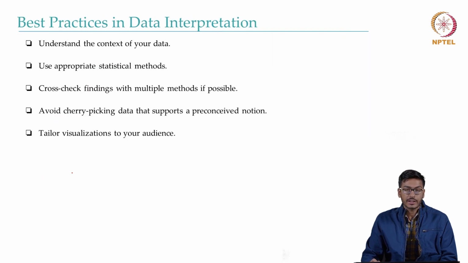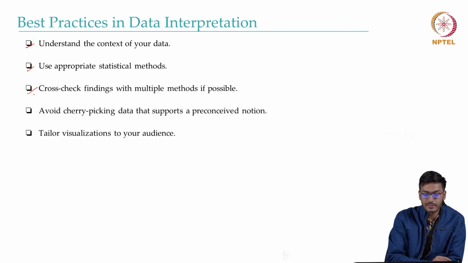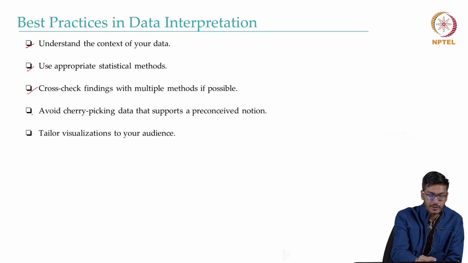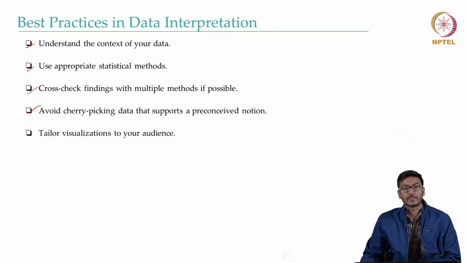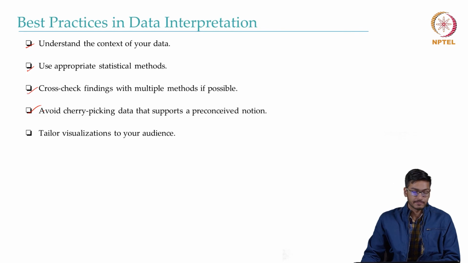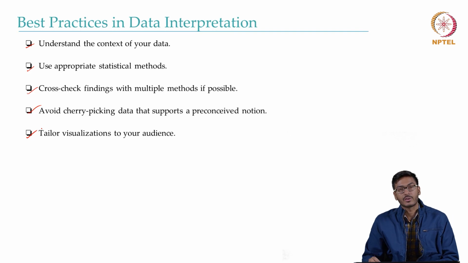We can take care of these items while doing data interpretation, which may actually help us improve the whole process overall. We need to understand the context of the data, use appropriate statistical methods, and cross check the findings with multiple methods if possible. Next, we avoid cherry picking of data that supports a preconceived notion. Again, this is done to avoid any kind of biases that may have crept in. Finally, we tailor visualizations to our audience.